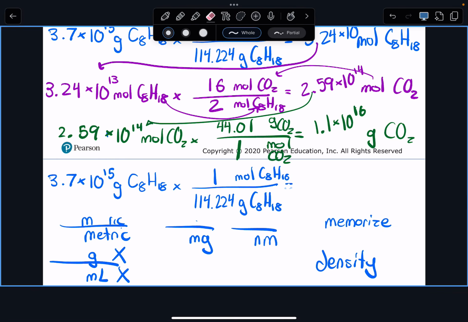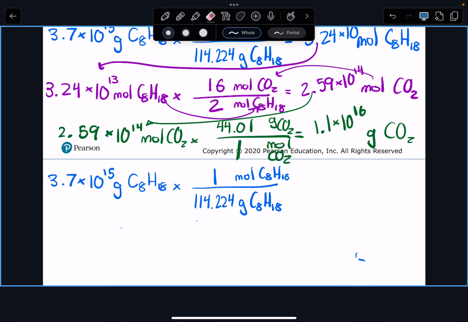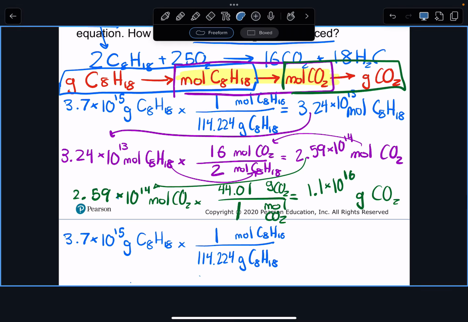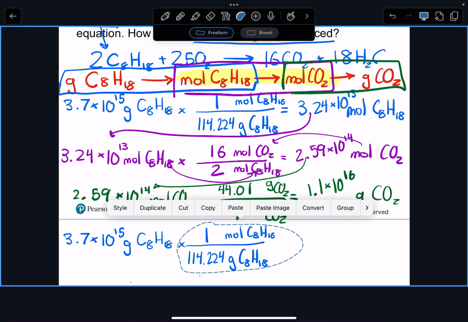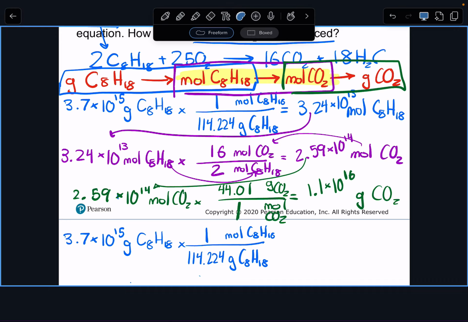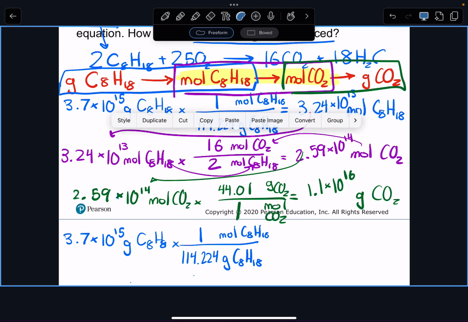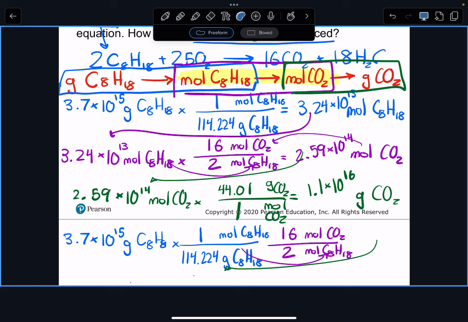Okay, so there's my first conversion factor. I feel like I'm going to have to squeeze to get all of these in there. And the second one, here, it's the purple one. So I'm just combining all of these together. I'm writing them as a single problem, because that's what you're going to end up wanting to do most of the time.